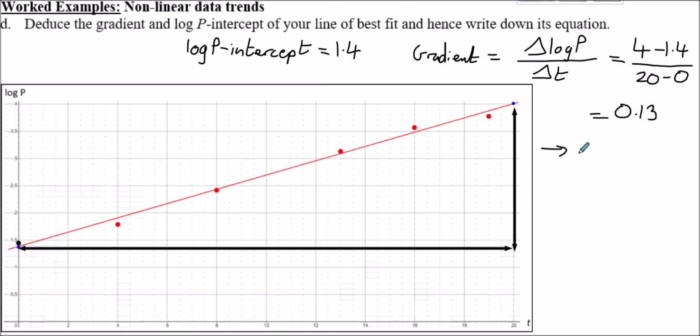So now we can say what the line of best fit is. So the line of best fit is going to be log p for y, if you like, gradient multiplied by x, so the gradient is 0.13. Our x is actually t, plus or minus the intercept, so plus 1.4.